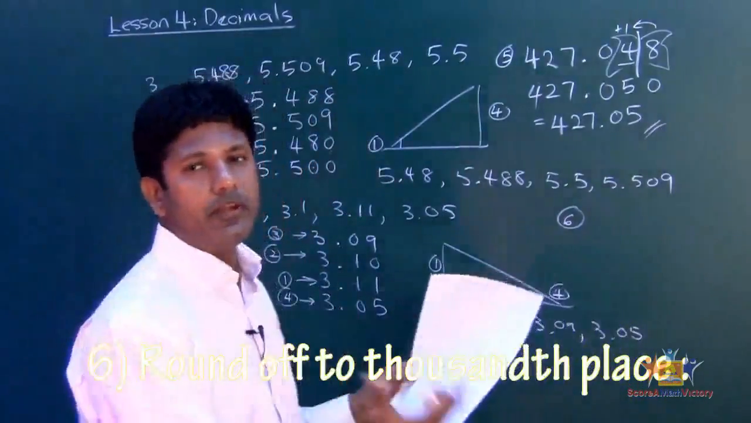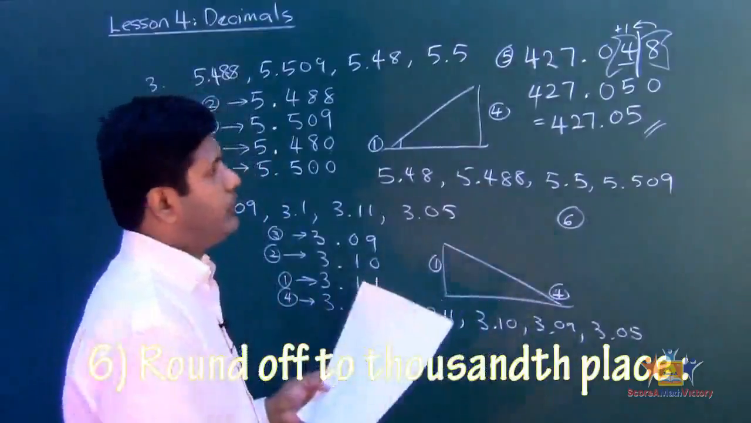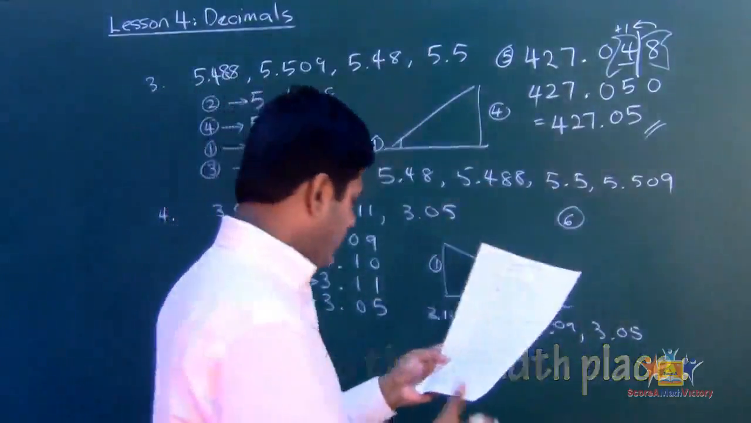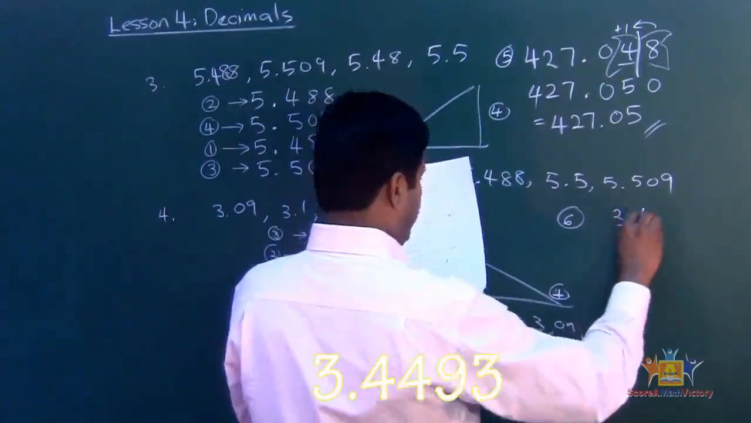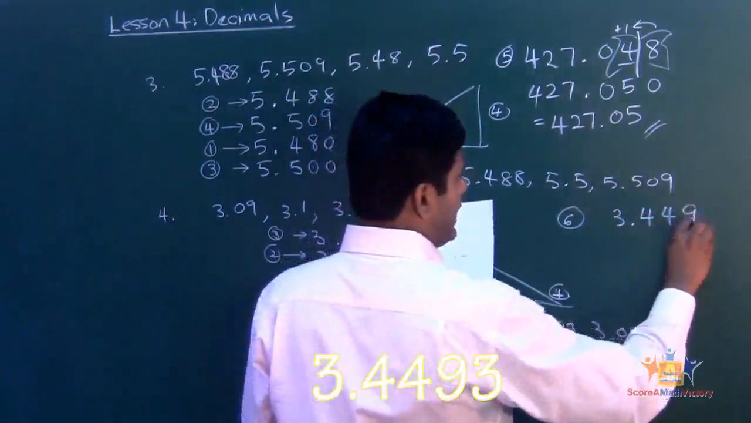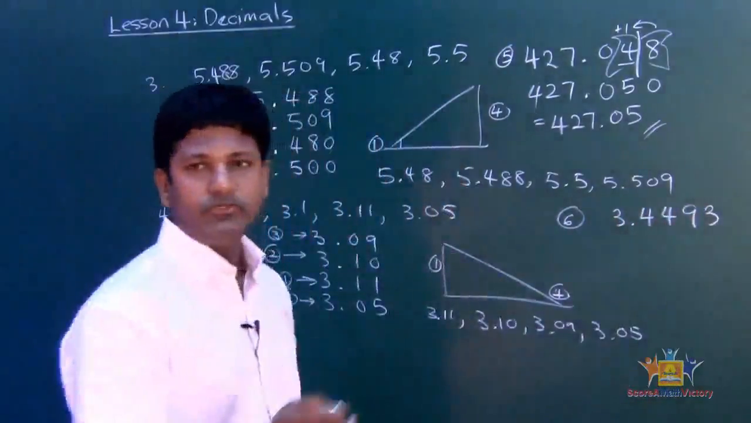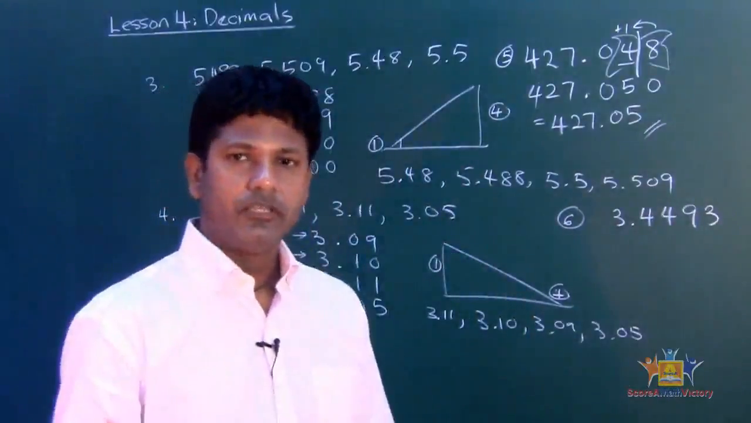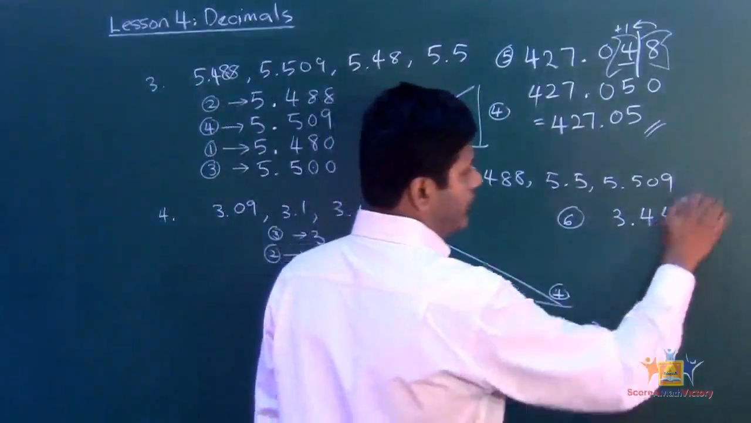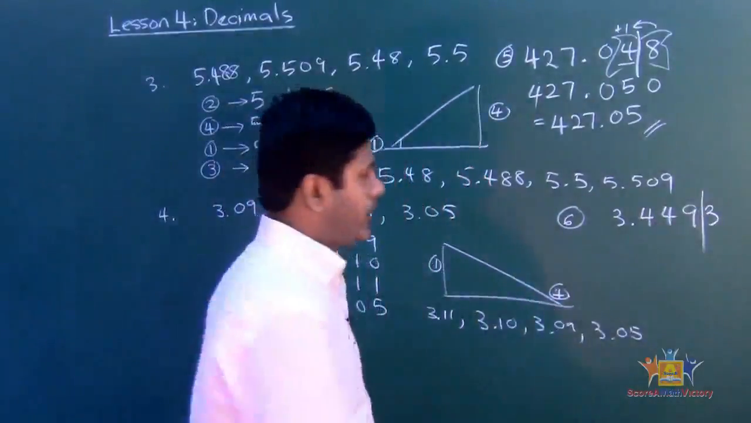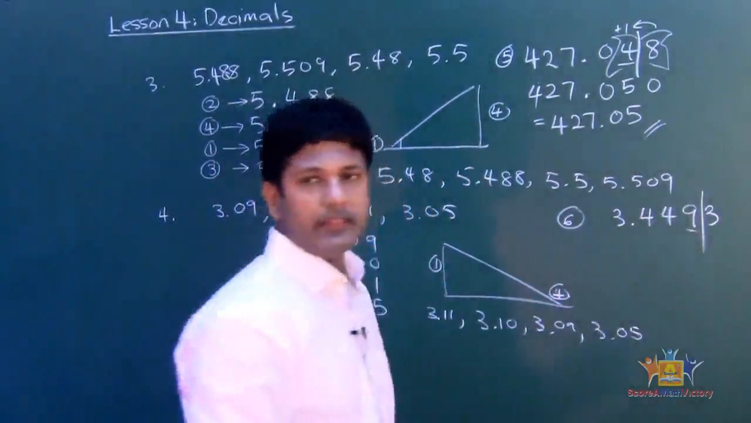Problem number 6 says round off to the 1000th place. This time I used the word 1000th rather than 2 decimal or 3 decimal places. Okay, so round off to the 1000th place. So you're given 3.4493. So 1000th has how many zeros? 3 zeros. Okay, that means I look for the third. 1, 2, 3 right there. That's why I put the line. Because this is the 1000th.